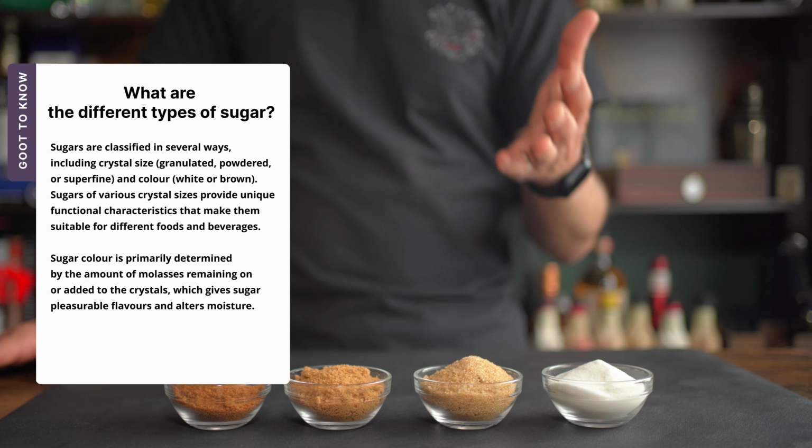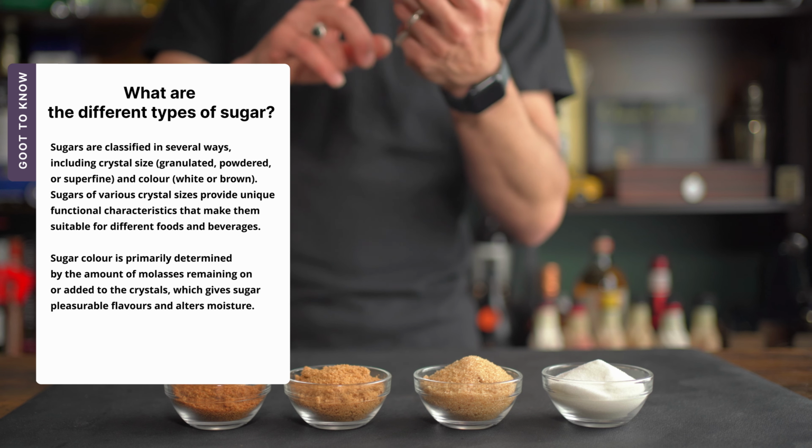They can be classified in several ways, including crystal, which is granulated, powdered, or superfine. It depends what it's used for. Usually crystal sugar we use for coffees, a little cooking, or different household needs. Powdered is really easy for baking and icing, and also for fast dissolving, because obviously it's a powder, so it dissolves really fast. And superfine, again, helps with quick dissolving and quick mixing.